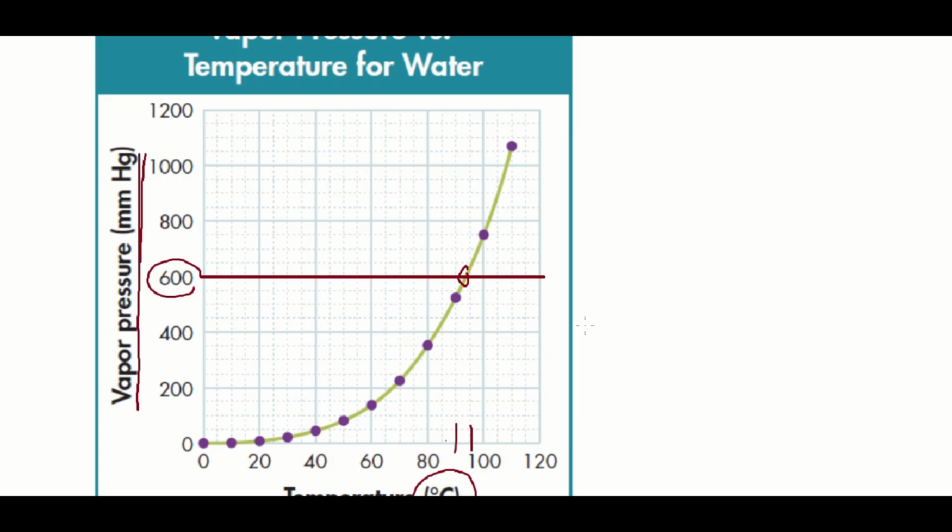Now, it can't be 90 because this purple dot is at 90. It should be greater than 90. And if you take a closer look, it's before 95. But if you said 95, I give you the credit. But you can't say 90 because that purple dot is clearly before where it crosses 600. So acceptable answers were greater than 90 degrees Celsius all the way to 95 degrees Celsius.